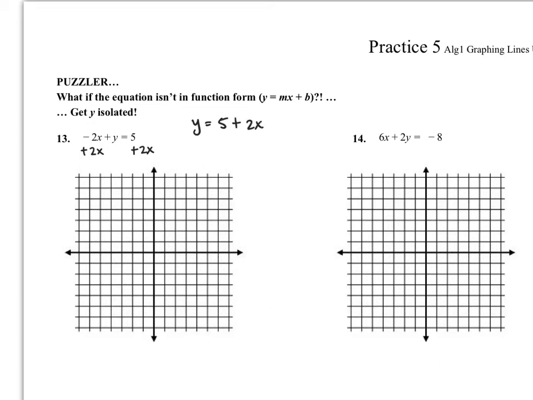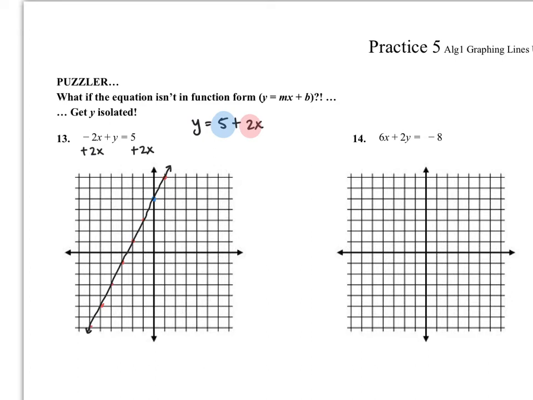Now it's important to know that the slope is always the number in front of the x, and the y-intercept is always the number that's being added or subtracted. So I'm still going to start by graphing 5, and then my slope tells me to go up 2 over 1. And I can put a bunch of points in both directions to make sure I have as many points as will fit on the graph.